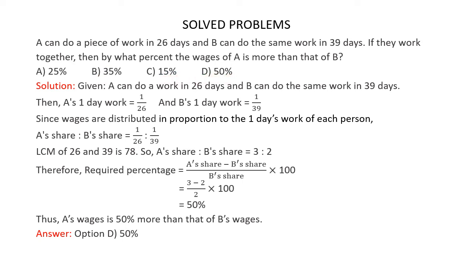Now it's given that A can do a work in 26 days and B can do the same work in 39 days. So A's 1-day work is 1 by 26 and B's 1-day work is 1 by 39. Now wages are distributed in proportion to the 1 day's work of each person. So A's share is to B's share is equal to 1 by 26 is to 1 by 39.